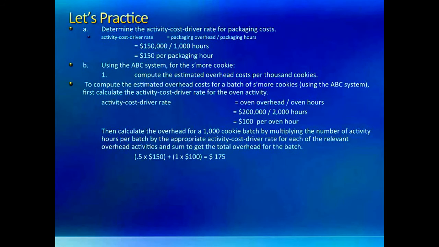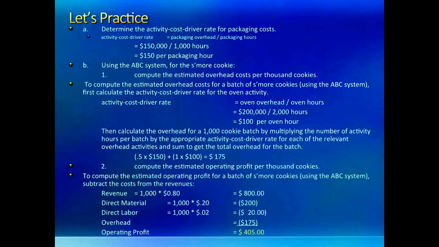Next question wants to know the profit earned on product S. So we make a mini income statement for our product S by subtracting all manufacturing costs from its sales revenue. Since we need profit for a batch, we multiply sales price of 80 cents per cookie by number of cookies in a batch, which is 1,000. So we have revenue of $800.